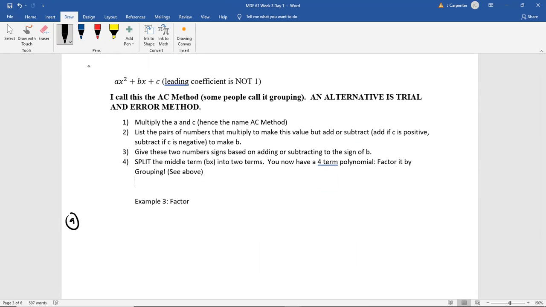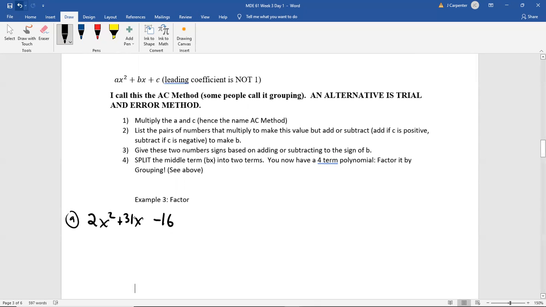For A, what do I have here? 2x squared, and then minus 16 at the end. And then this is a plus. No, I don't want that. 33. No, I'm sorry, my piece of paper got pushed aside. 31, yeah, 31x. 2x squared plus 31x minus 16. And yes, that's the example I had.